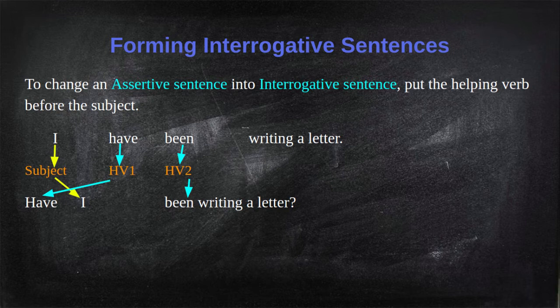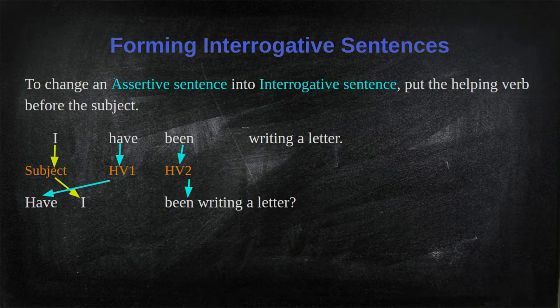Now, to make it into an interrogative sentence, I write the helping verb 1 at the start. So, have. Then after that, I write the subject. The subject is I. So, have I. Then after the subject, write the second helping verb. The second helping verb is been. So, the interrogative sentence will be, have I been writing a letter?